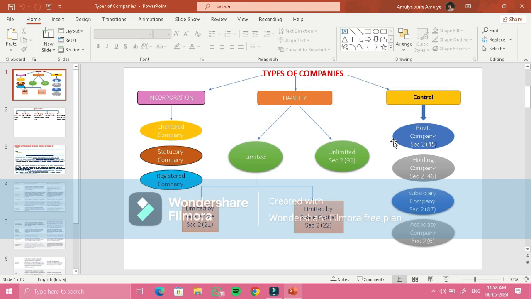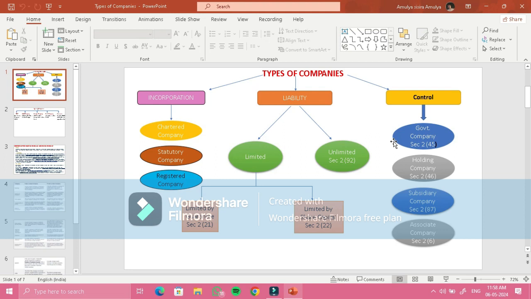And coming to today's topic, this is related to types of companies. In the previous session, we have learned about what a company is, the features of a company, the definition of a company, etc. Now, what are the different types of companies?